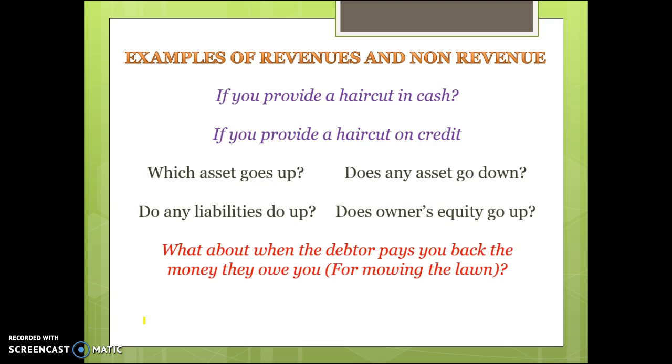So in this case, the business is now worth more to the owner because the assets have gone up, but liabilities have stayed the same, and therefore the owner's share of the business has increased. So that was an increase in revenue, which increases the owner's equity of the business. When the debtor pays you back, that's not an example of revenue, because your asset cash increases, but your asset debtor goes down, so overall your assets stay the same, and therefore it's not a revenue.